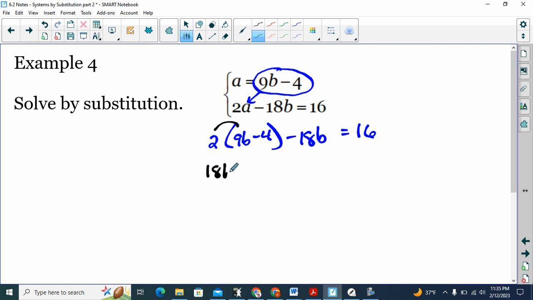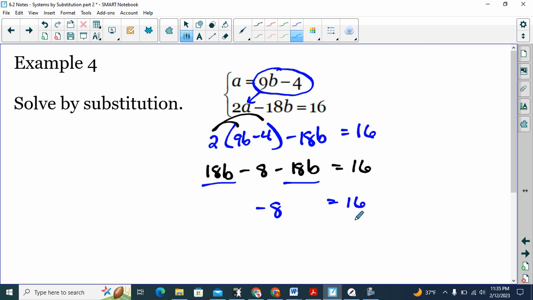2 times 9b, 2 times negative 4, minus 18b equals 16. And as I mentioned earlier, these problems turn out a little bit different this time. This doesn't happen often, but notice 18b minus 18b. I don't have any b's left. Those cancel out. I just get negative 8 equals 16.